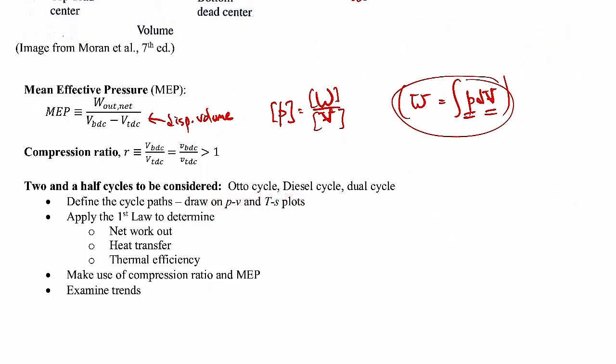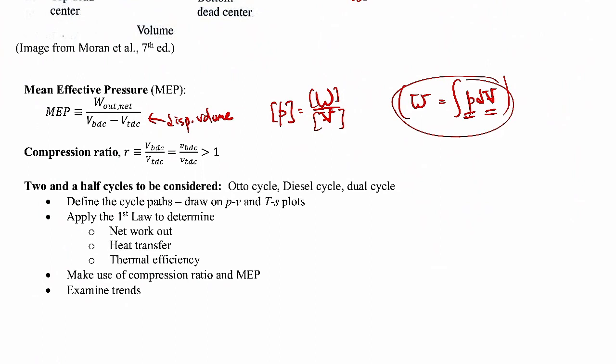Then we'll apply the first law to each of those paths so that we can determine ultimately the net work out of the whole cycle, right? And that net work is going to be found from our PdV kind of work, right? So we'll calculate that throughout the cycle. We'll also calculate the heat transfer in and the heat transfer out during the combustion and exhaust portions of the cycle. Once we have that information, we can calculate a thermal efficiency for our internal combustion engines.